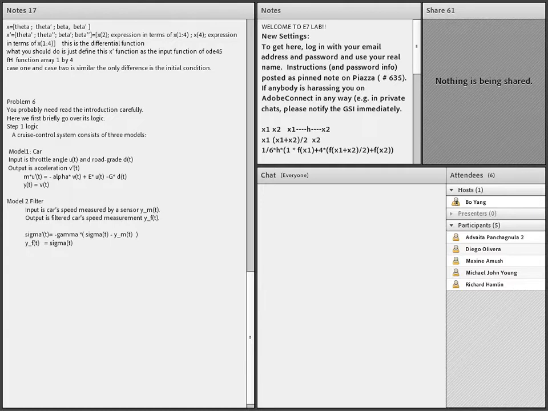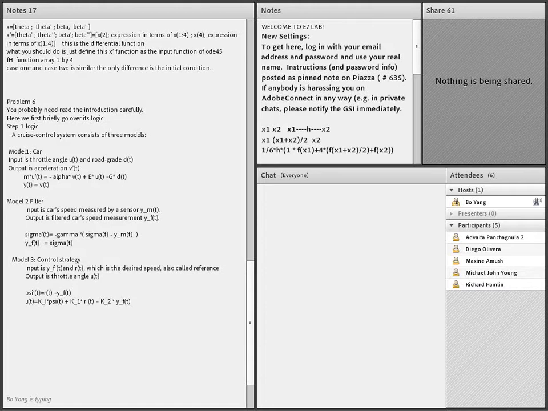After the measurement by the sensor, sometimes there is some noise. So the filter's function is to filter the noise and get the real speed.